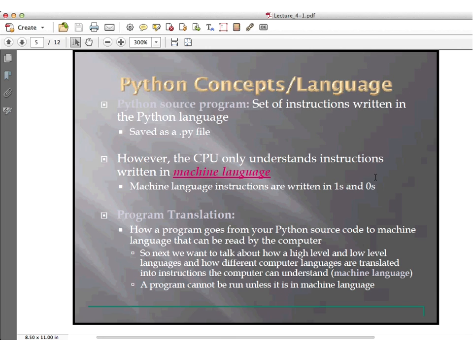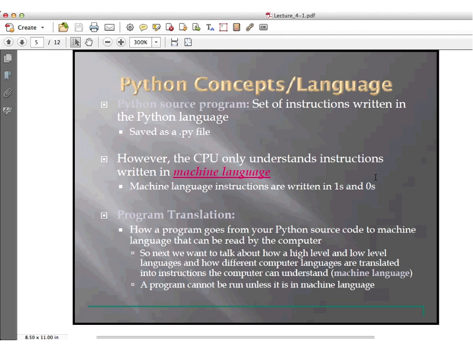Now, in Python, the source code or the instructions are written in the Python language in text. And that text file is saved with a .py file extension. Okay, that's the source code for Python. However, when the program actually runs, the CPU only understands the instructions that are given to it in machine language, which are binary. So you have to have programs, something that translates the program from what you wrote that you can understand to what the machine can work with and understand.